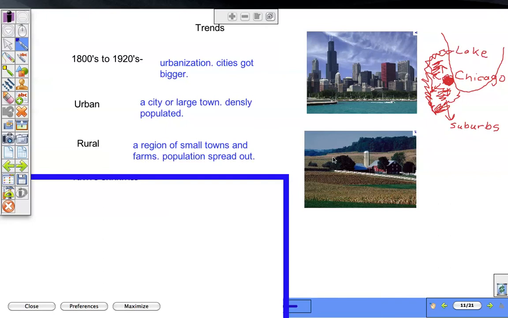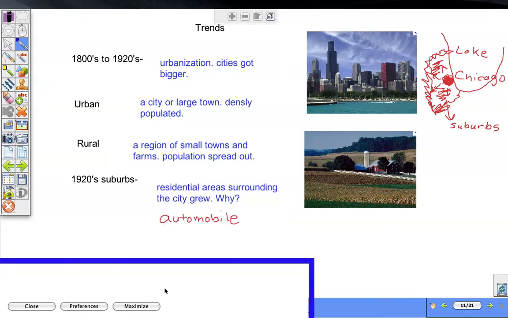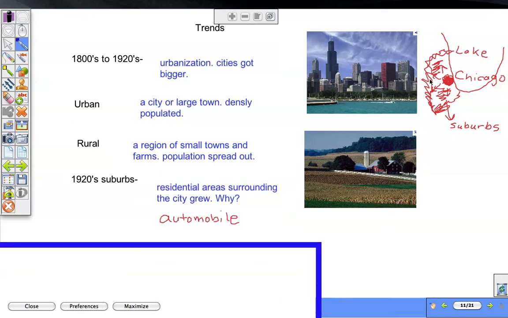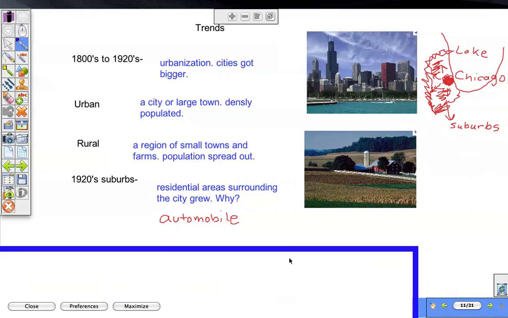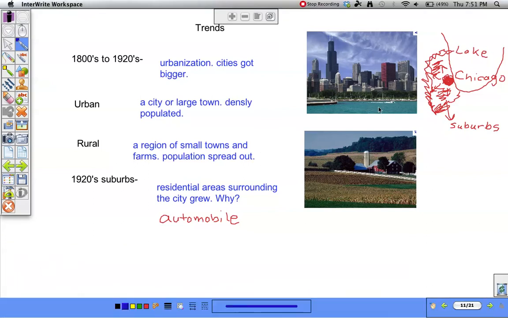Well, in the 1920s, something changed. It wasn't just the urban area, but all the growth that was in the urban area explodes out into the suburbs and starts to expand in what we call the metropolitan area. Why do you think in the 1920s that would cause the metropolitan areas to grow? What device would make that possible? That's right, the car. So in the 1920s, the suburbs grew. These residential communities surrounding the urban area grew, and the root cause to that really was the automobile. The car caused all that to grow.